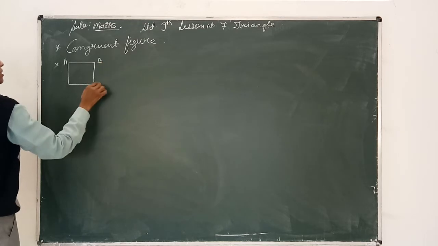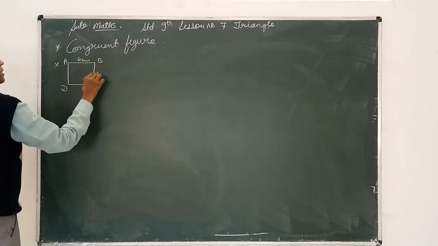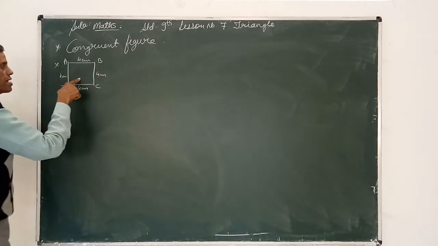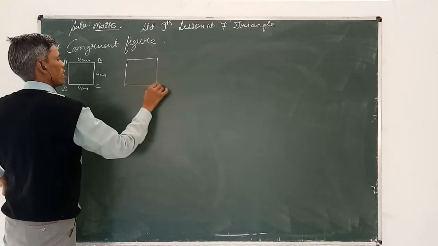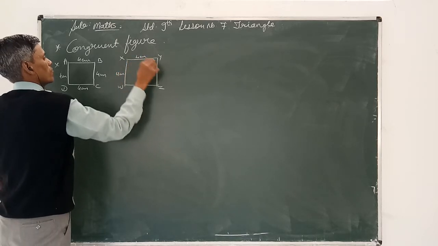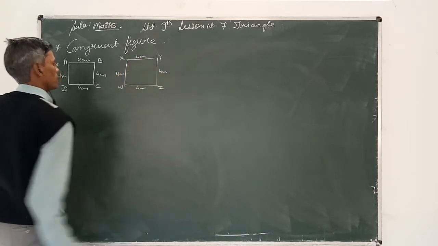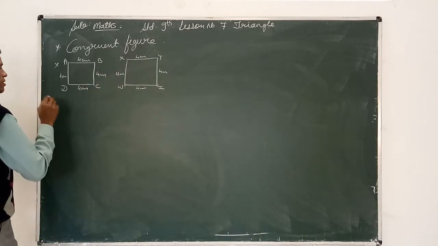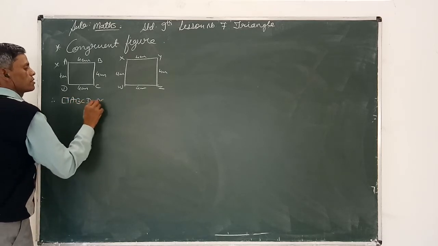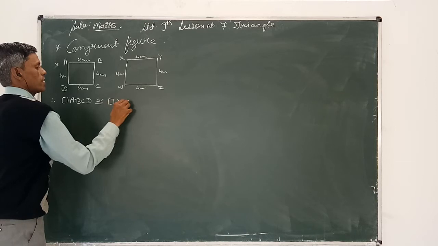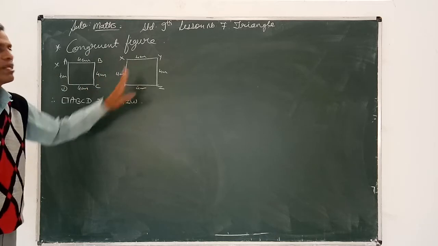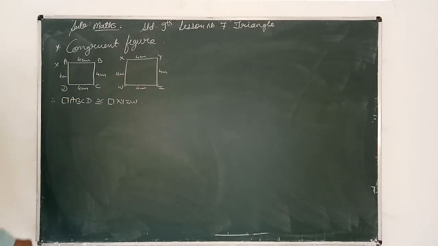Example. Square A, B, C, D with side 4 cm. This is square 1. Now this is the second square, X, Y, Z, W, with sides 4 cm, 4 cm, and 4 cm. These two squares are equal. Here, square ABCD is congruent to square XYZW. Why congruent? Because they both look alike and have equal length, that is why these are known as congruent squares.